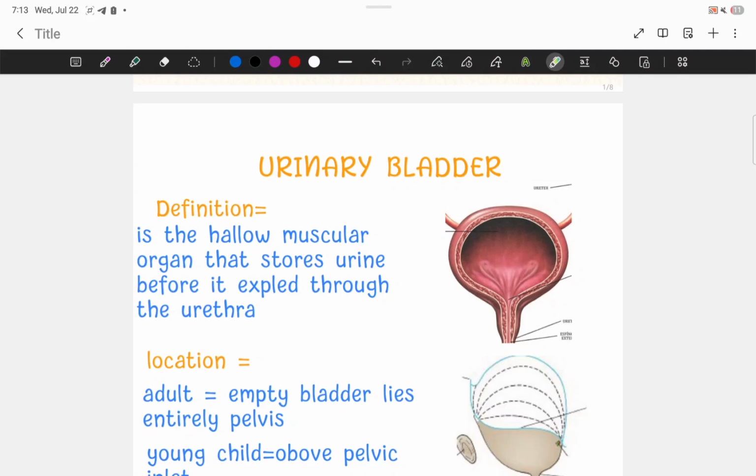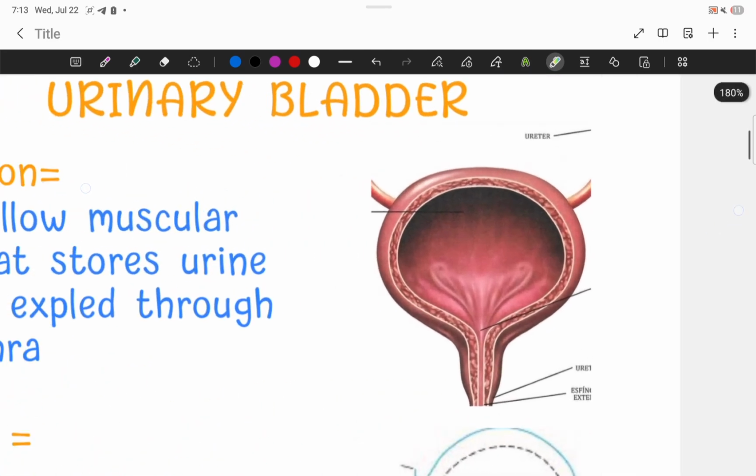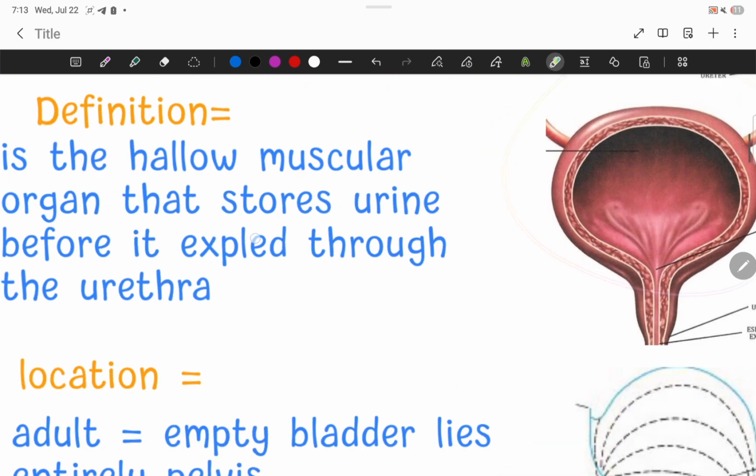This time we talk about urinary bladder anatomy. So what is the urinary bladder? It's the hollow muscular organ that stores urine before it's expelled through the urethra. So this is the organ.